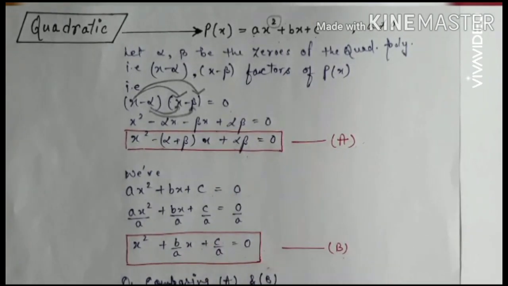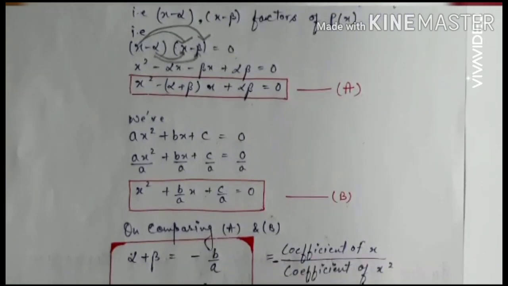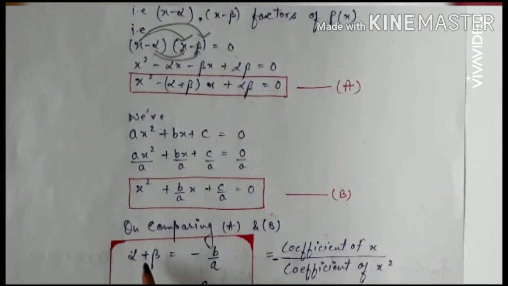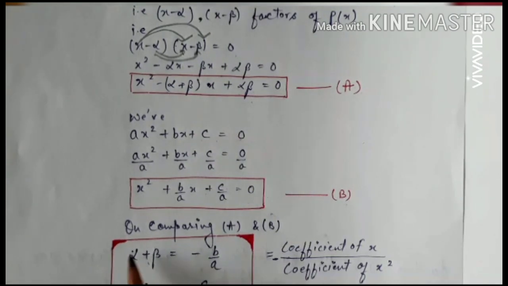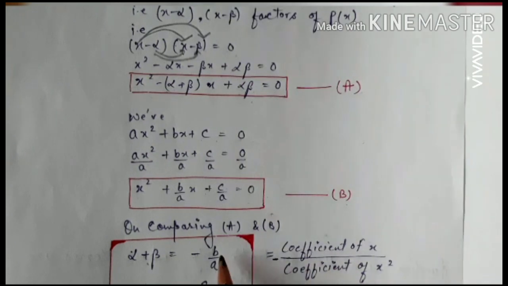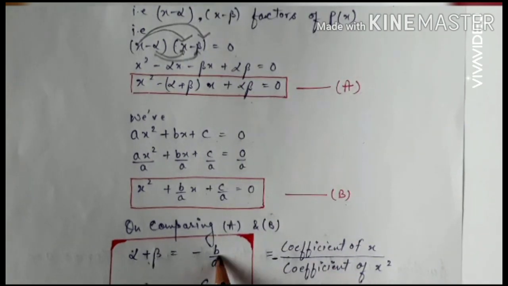So that is alpha beta equal to c upon a. Here, what are alpha and beta? Alpha and beta are the zeros of the quadratic polynomial. So we can see that the sum of the roots, alpha plus beta, is equal to minus b upon a, and we can also write it as minus the coefficient of x, because b is the coefficient of x.